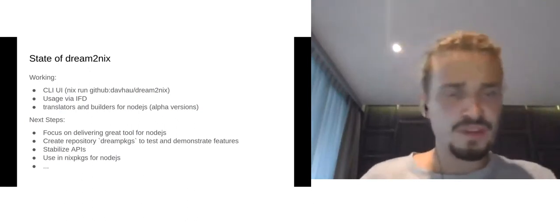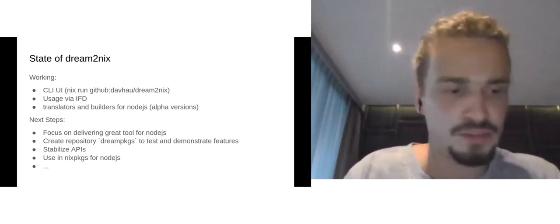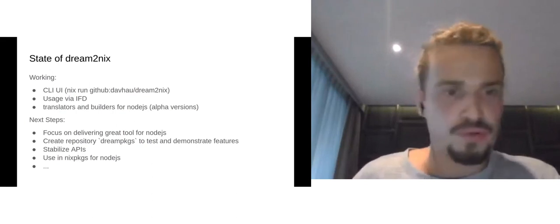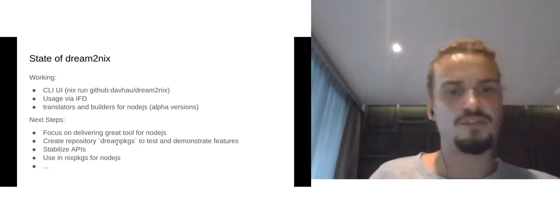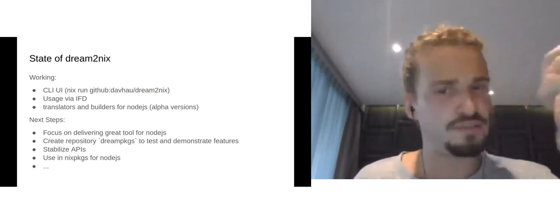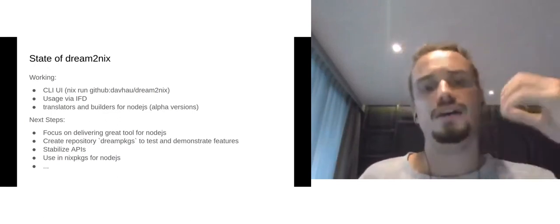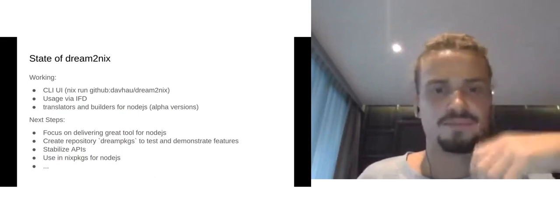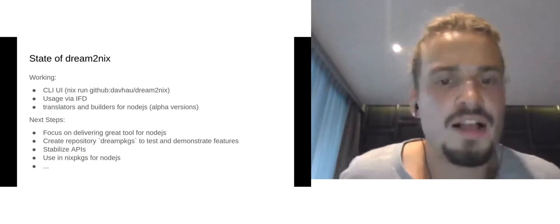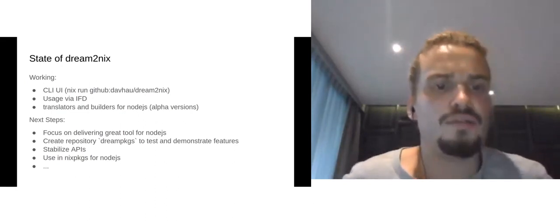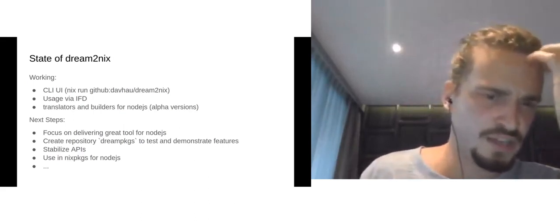Okay, what are the next steps which are important? What are my ideas? What could be the next steps is I want to focus on delivering a great tool for Node.js first. I think it makes sense to focus on one build system and optimize it for that. I also think that this could be a great thing for Nix packages, because right now a lot of things in conjunction with Node.js are kind of confusing.